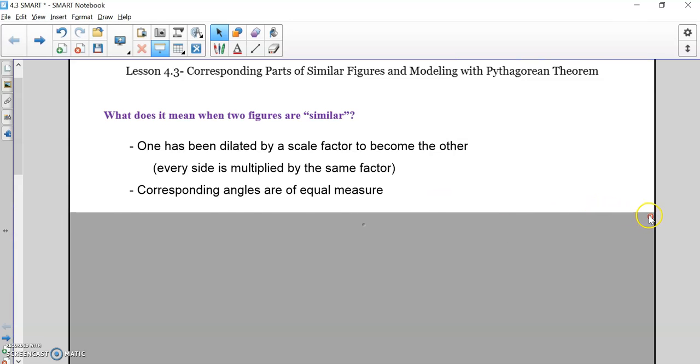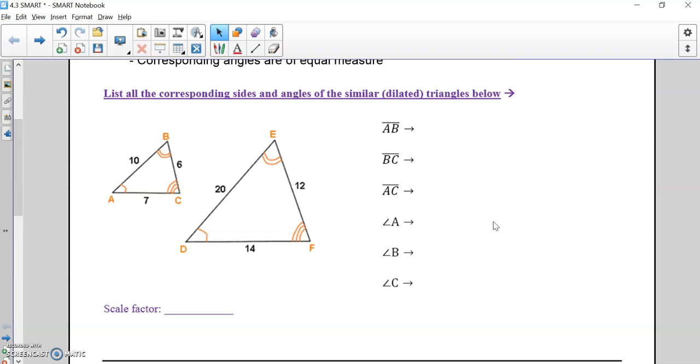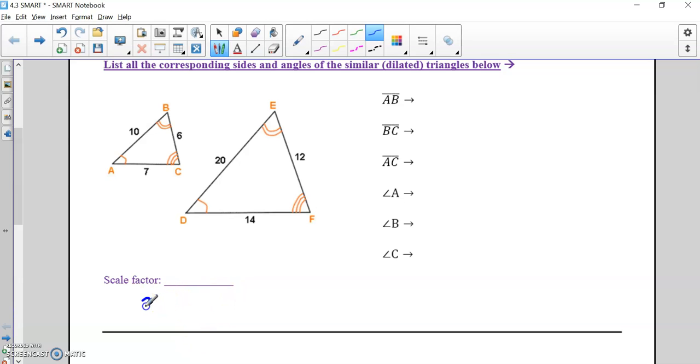All right, so let's just go ahead and take a look at what these corresponding pieces are in similar shapes. Okay, it doesn't always have to be triangles, just right now we're working with a lot of triangles, but it can really be anything. Okay, so if I'm looking at these two triangles and I ask myself, what's the scale factor between these two? If this was the original and this is the new one, you would probably look at this and be like, 10 turns into 20, and 20 divided by 10 equals 2. That would mean 2 is the scale factor, right?